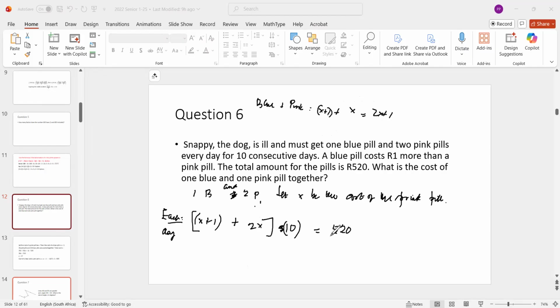So this times 10 is 520. In the bracket, you got 3x plus 1, 2x plus x. And then if you divide on both sides by 10, you get 52. 3x plus 1 is 52. 3x is 51. So x is 17. So that tells you that the value of x is 17. And we've worked out 17 times 2 plus 1 is what the blue and the pink will cost together. And the units, you should say, is rands.